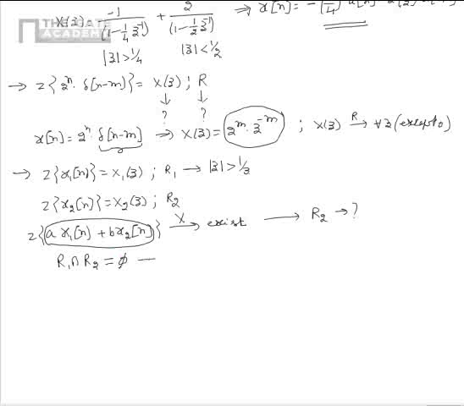So from this we see that the ROC should be such that mod z less than b, where b is less than 1 by 3, because for this case of ROC R2, R1 intersection R2 is phi.